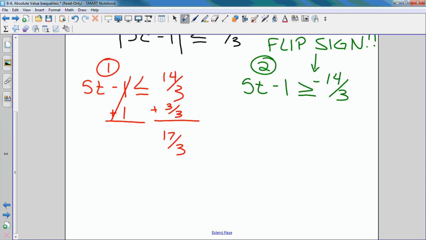You see what I did there? I'm going to say that again. I have to add 1 to both sides, but instead of adding positive 1, I just put 3 over 3 because 3 divided by 3 is 1. Then I have a common denominator of 3, and I can just take 14 plus 3, and I got 17.